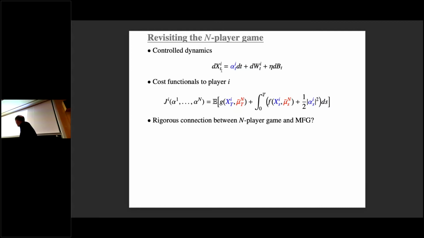This was the cost functional, the same as yesterday, and you see that once again I simplified a little bit, meaning that you just have a separate running cost, with the potential energy and the kinetic energy on the control. But this is just to simplify. We mentioned this yesterday.